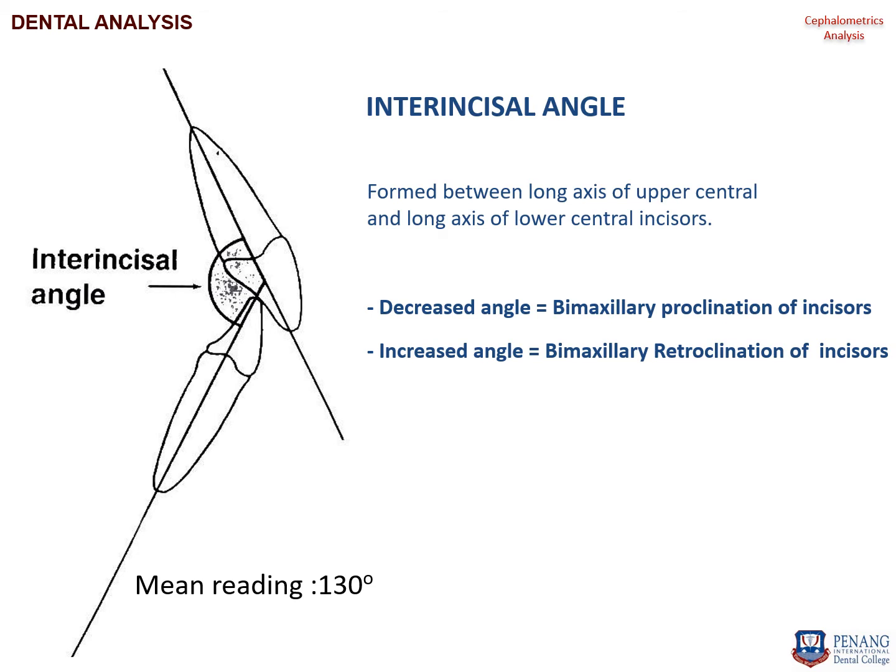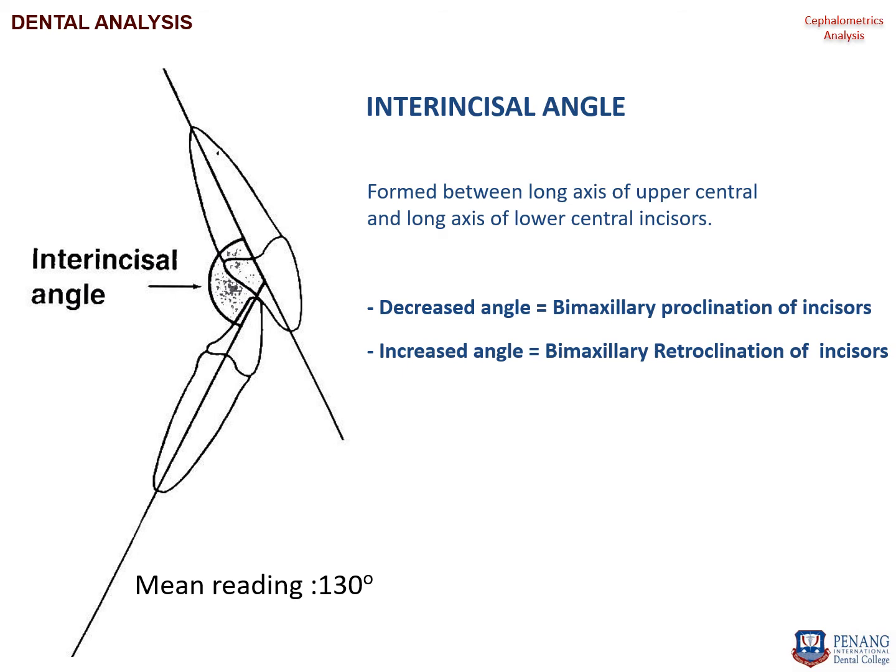So what is the clinical implication? If there is a decreased angle, it indicates bimaxillary proclination of incisors. That is, both the upper centrals and the lower centrals are proclined. If the angle is increased, it means there is retroclination of the upper and lower incisors, or else they are positioned more straight compared to their normal positions. That will help you understand how the incisor teeth are located and what their angle is in relation to each other.